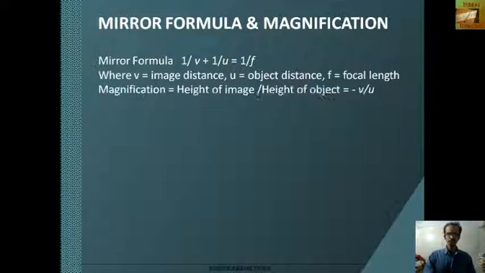Now magnification is given by height of image divided by height of object. And in terms of image distance and object distance, it can be expressed as minus v by u. In case if the image is real, then magnification is negative, while if the image is virtual, the magnification has got a positive sign.